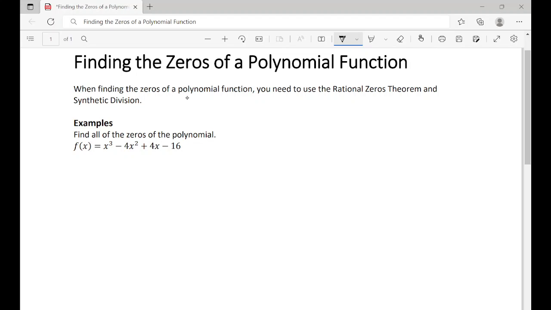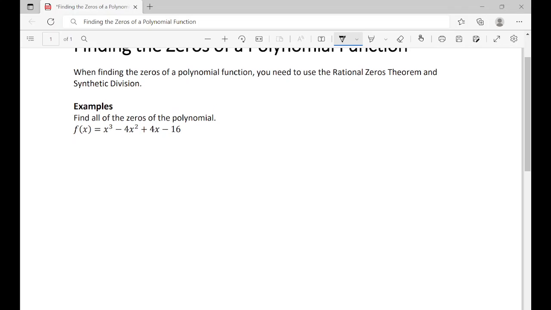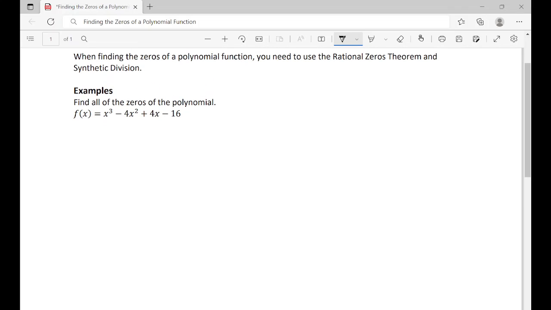When finding the zeros of a polynomial function, you need to use the rational zeros theorem and synthetic division. If you're not familiar with the rational zeros theorem, just look it back up and see how that works. I'm going to go over it fairly quickly here. Same thing with synthetic division.